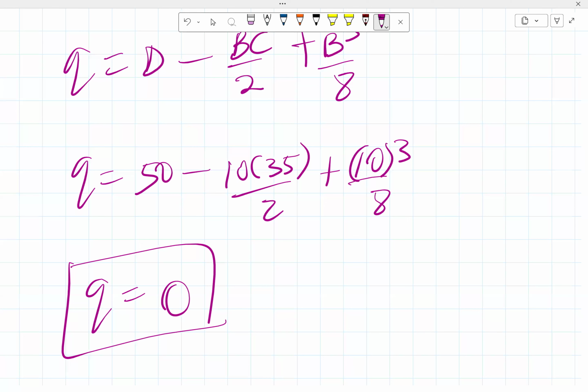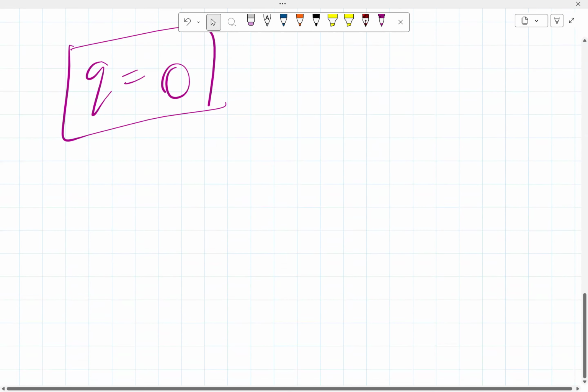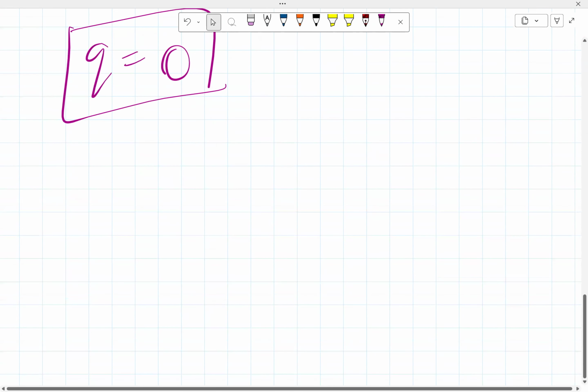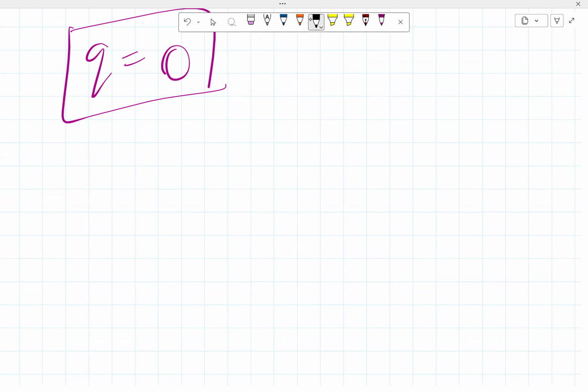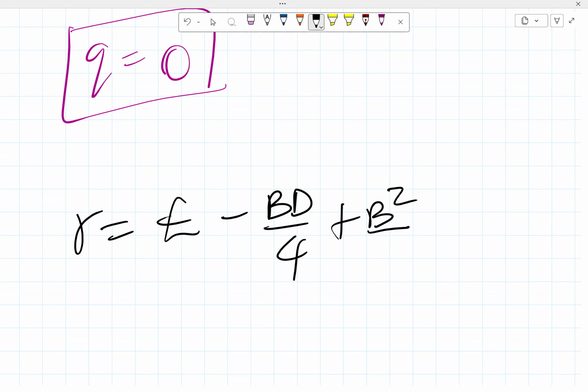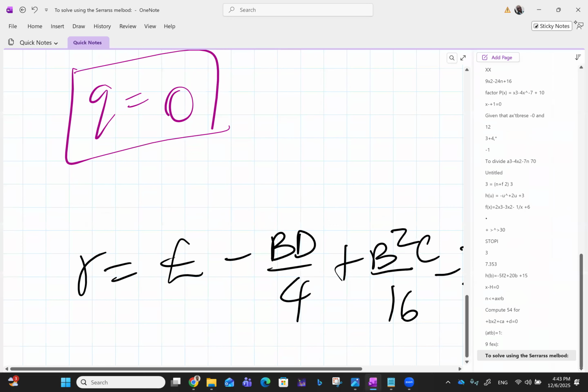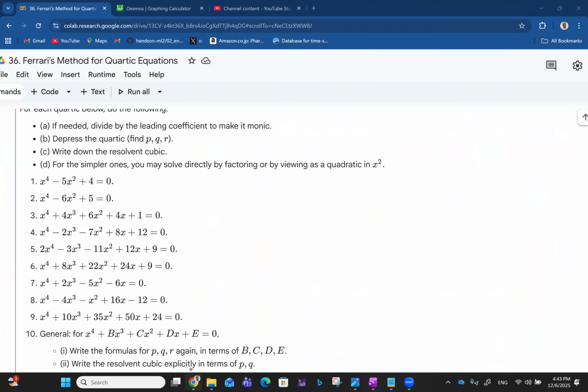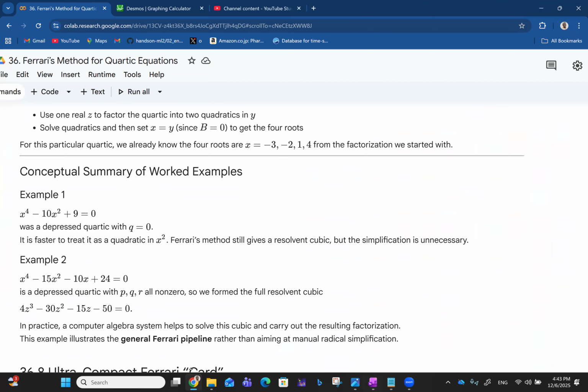So yeah, this is simply 0. And since Q is 0, that makes life easy for us, right? We know the next stage just works if Q is not 0. So Q is 0 already, so I think we don't have to worry ourselves. But let's still go for R. R is E minus BD over 4 plus B squared C over 16, minus 3B raised to power 4 over 256. I'm already feeling something may not be right. Let's go and look for R again.